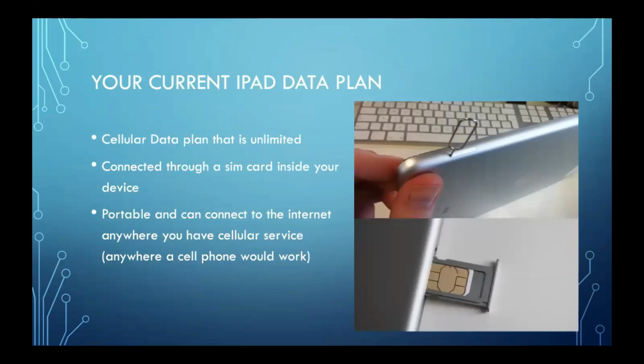So your current data plan is a cellular data plan, right? If you look carefully on your device, if you've never taken note of this before, you have this little slot somewhere on the side. It kind of looks like this. You put this little pin in it and it pops it out, and you just have a little SIM card. It's just a little tiny chip.